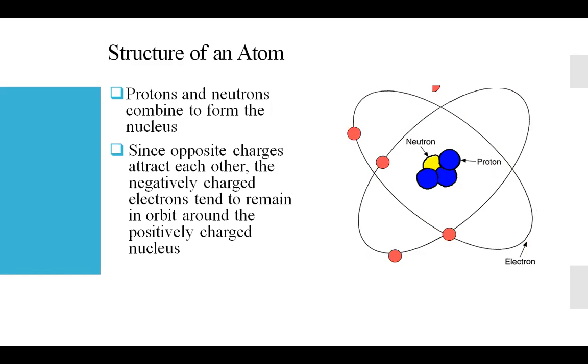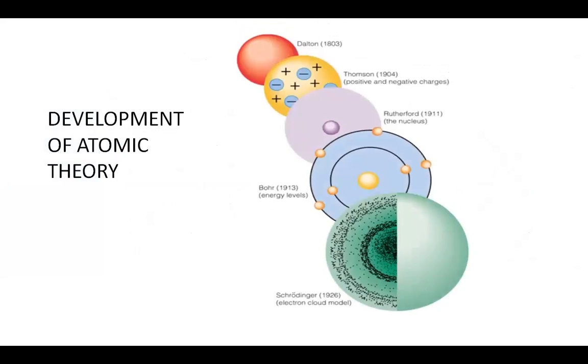Now if we go ahead to the development of the atomic theory, we already discussed what the atom is and what its normal structure is. Now we go ahead with the development, stage by stage. If you go into the history, first in 1803 Dalton introduced the atomic theory.